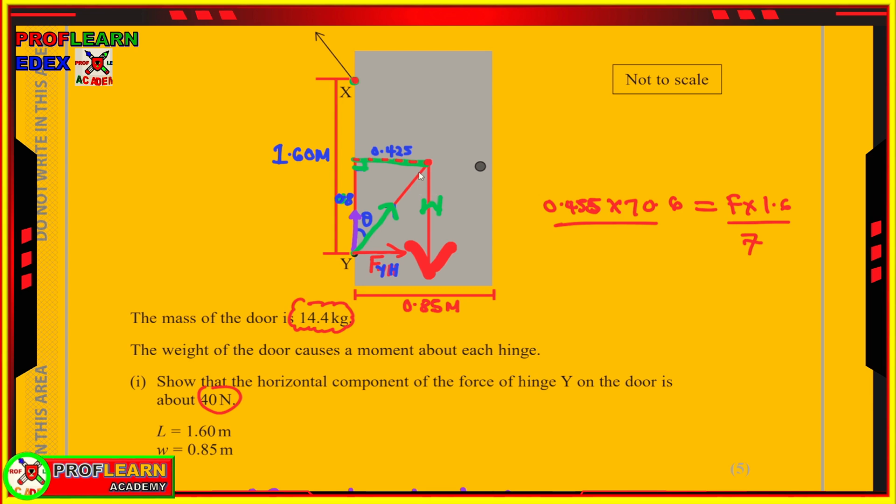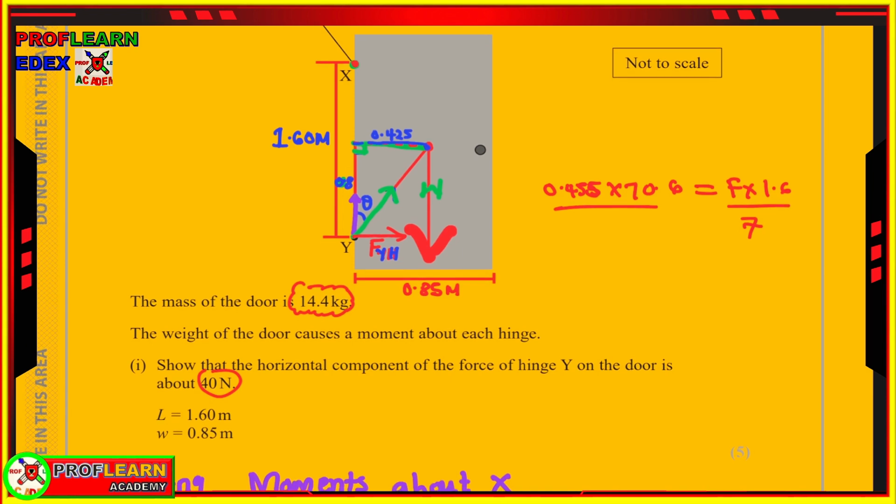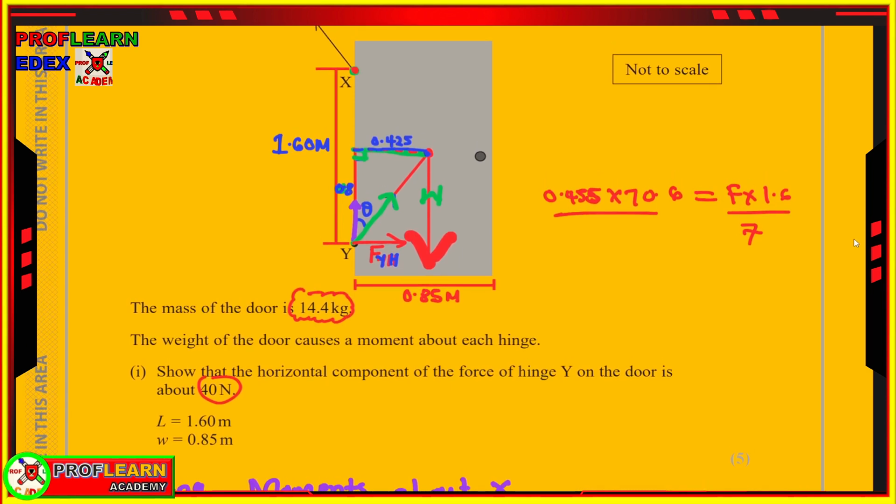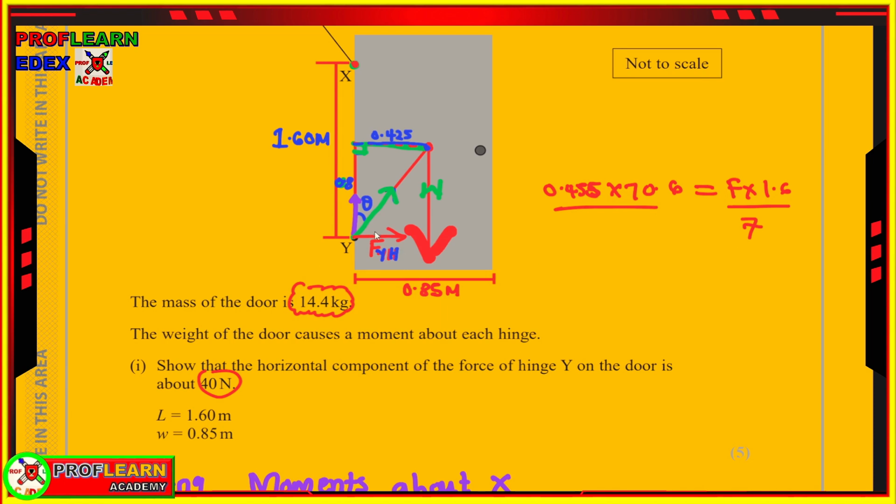Something you need to remember: the weight of the object will be acting somewhere at the middle here. And remember, the length L was given as 1.6 meters. This length was given as 0.85, so this distance here is 0.425, because you take 0.85 divided by 2, you get 0.425. Now, once you have identified that, I'm going to work out this question.